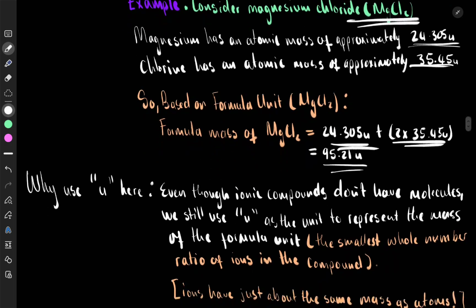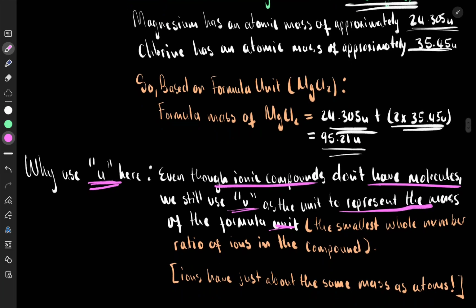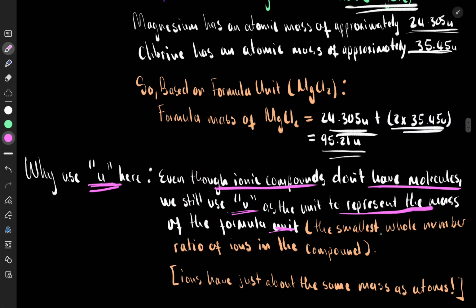Why do we use it here? That's what we are now showing. Why do we still use atomic mass units? Because even though ionic compounds don't have molecules, we still use u as the unit because of the formula unit. We still use it because it's the smallest whole number ratio in the compound. We don't have many atoms, we don't have many things in here.